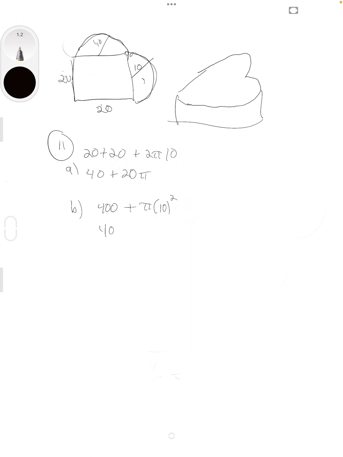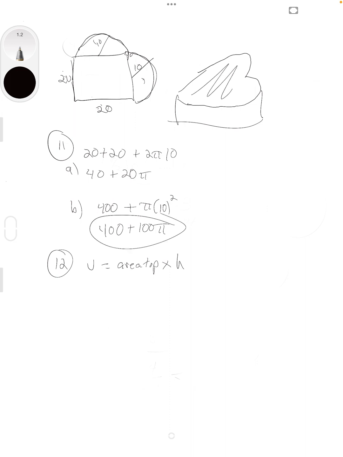So the answer is going to be 400 plus 100 pi. And then number 12 deals with the same one. It says, what's the volume? Well, the volume of a cylinder is equal to the area of the top times the height. So this is the area of the top, which I just figured out, and the height is this much. In this case, it says, what if it's 7 tall?